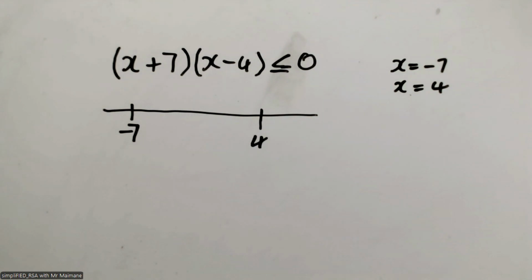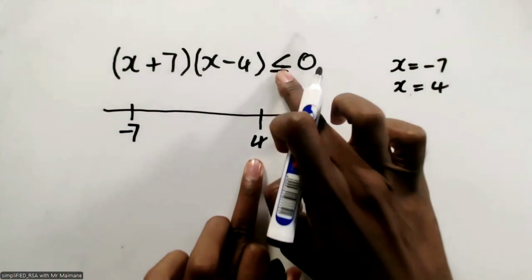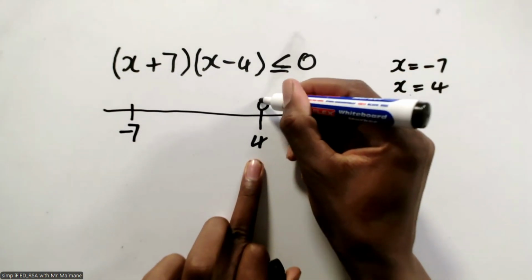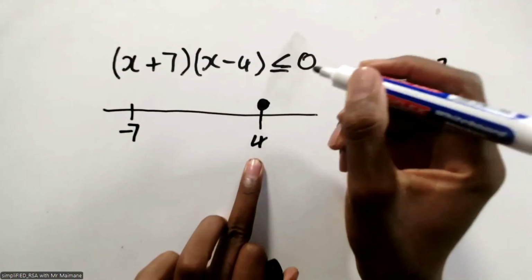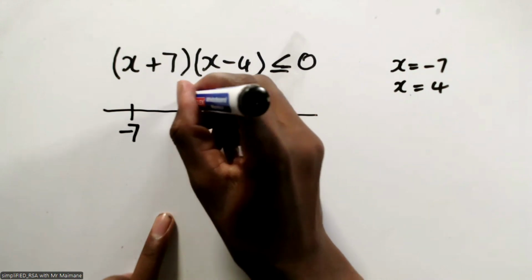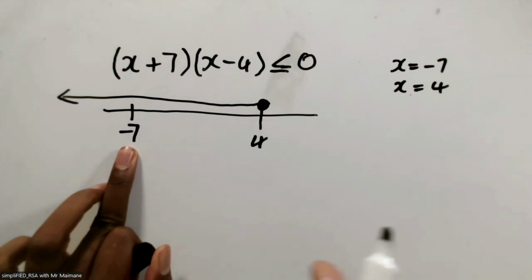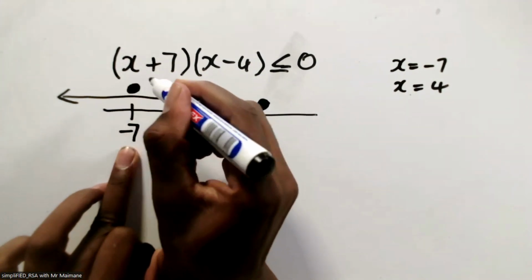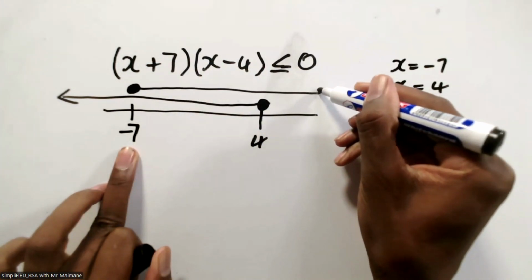And then what do I say? The bigger number goes to the direction of the original sign after factorization. I'm going to show my circle here because there's an equal sign underneath. I will shade my circle and then it goes to that direction. And then the smaller number has to go the opposite direction. Also, I will show my circle and then I will shade it because it has an equal sign underneath and then it goes that direction.